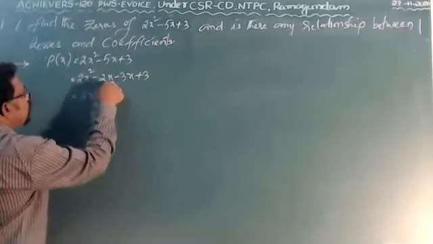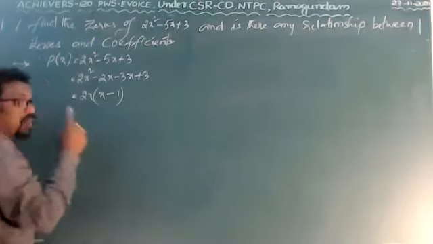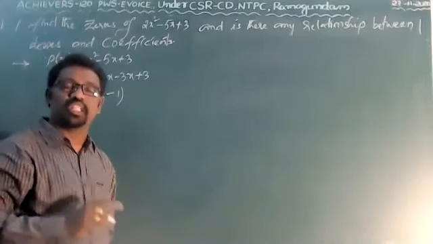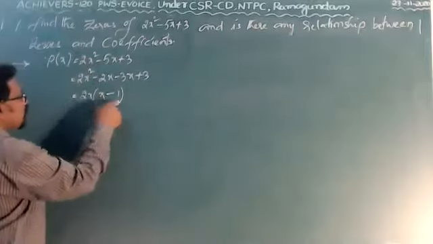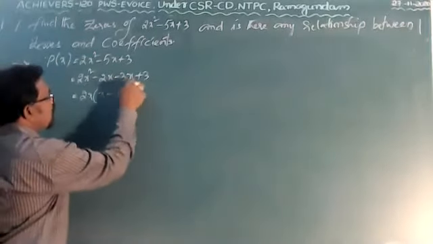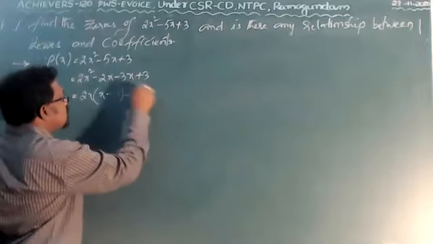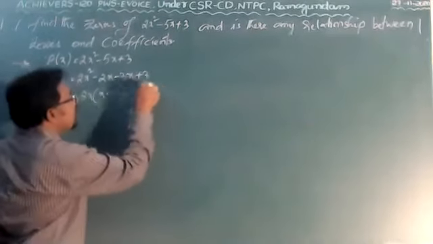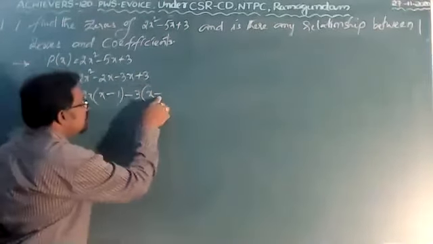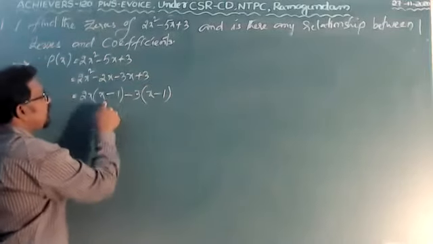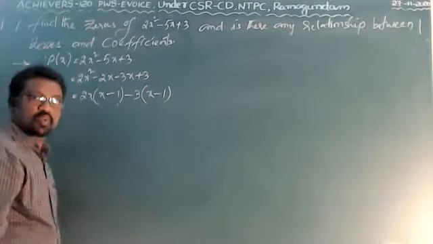2x is already here, and 2x is here also. The common factor is 1, the constant. So 2x into 1 is 2x. Minus, what is common in both? 3 is common. 3 into x is 3x. Minus into minus is plus. 3 into 1. See, within the braces, x minus 1, x minus 1.